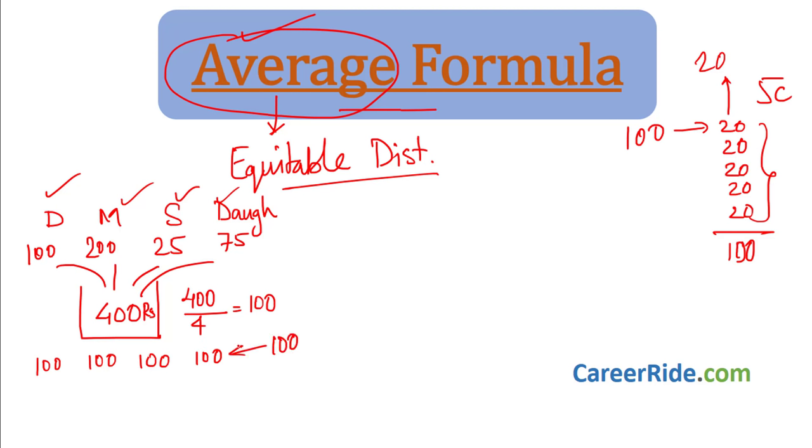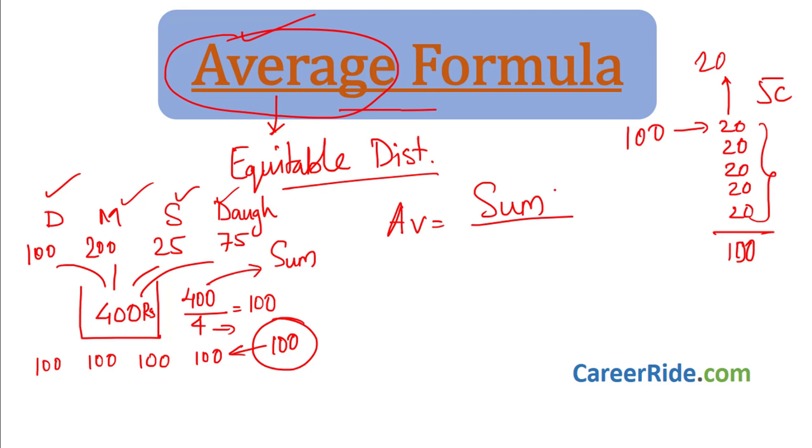Now, did you see how we calculated this 100 value? We simply added all the amounts with each of the persons, this becomes the sum, and we divided it by the total number of persons. This is nothing but the formula for average. Average is nothing but the sum of all the observations, meaning the sum of all these values, divided by the total number of values, or total family members. Here there are 4 members: dad, mother, son, and daughter.